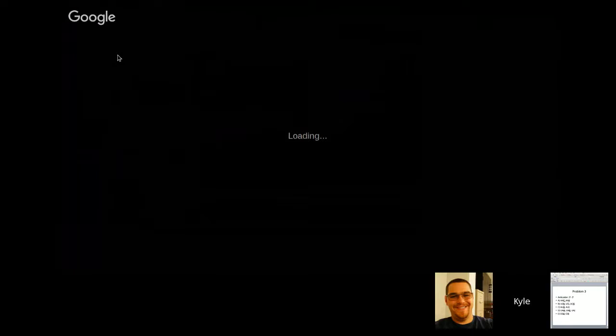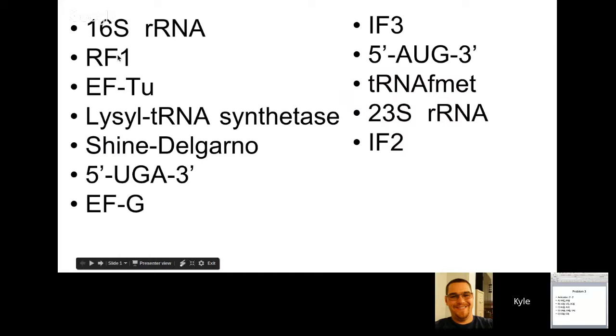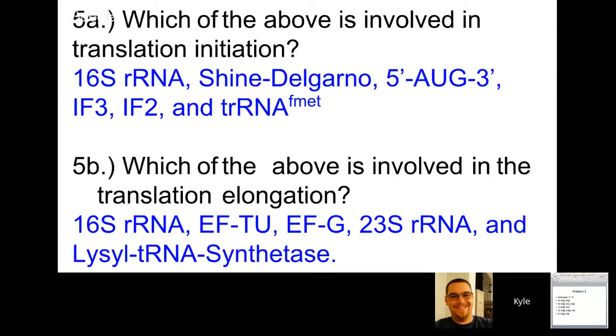All right, so they gave us a big list of different factors, and they wanted to know which ones are involved in translation initiation, elongation, termination, part of the 70S ribosome, and found in mRNA. The ones involved in translation initiation include the 16S rRNA, the Shine-Dalgarno sequence, the start codon, IF3, IF2, and tRNA fMet.